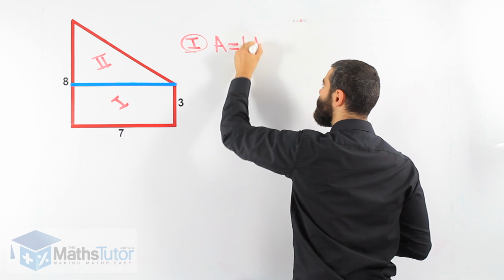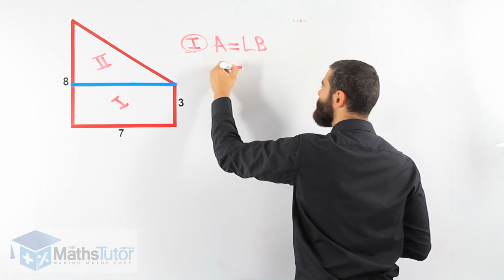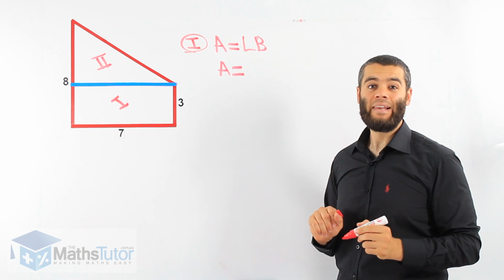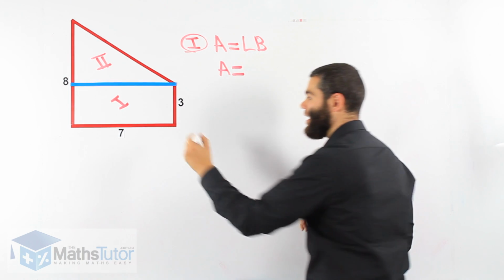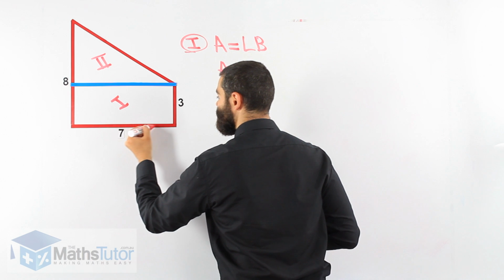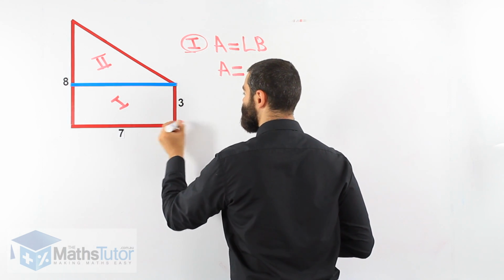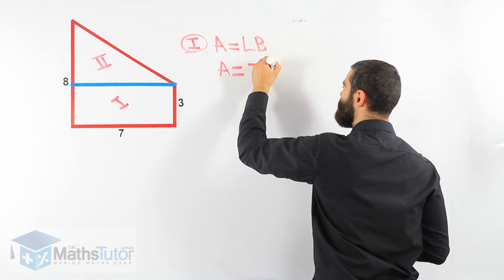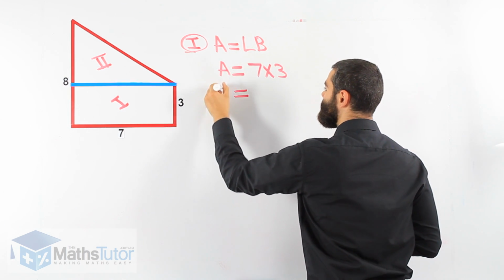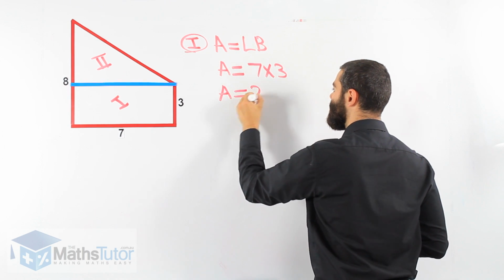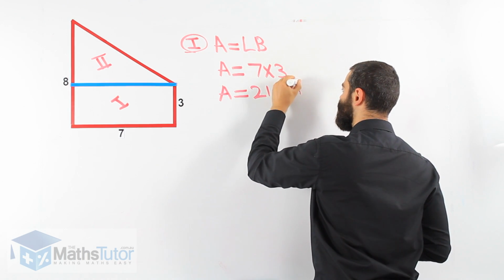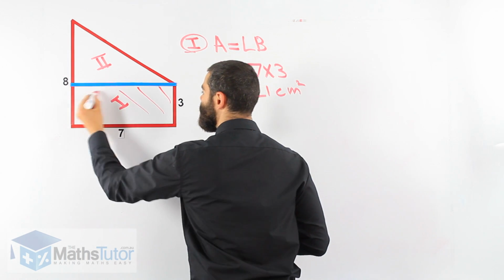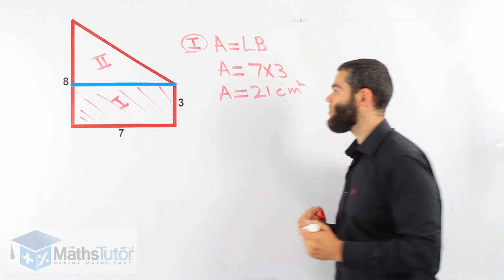What's the formula? LB. Remember, always memorize the formula. LB, length times breadth. The length is the long side and the breadth is the short side. So 7 times 3, the area of the rectangle is 21 square centimeters. Now that's completed. The area of the rectangle here has been finished.